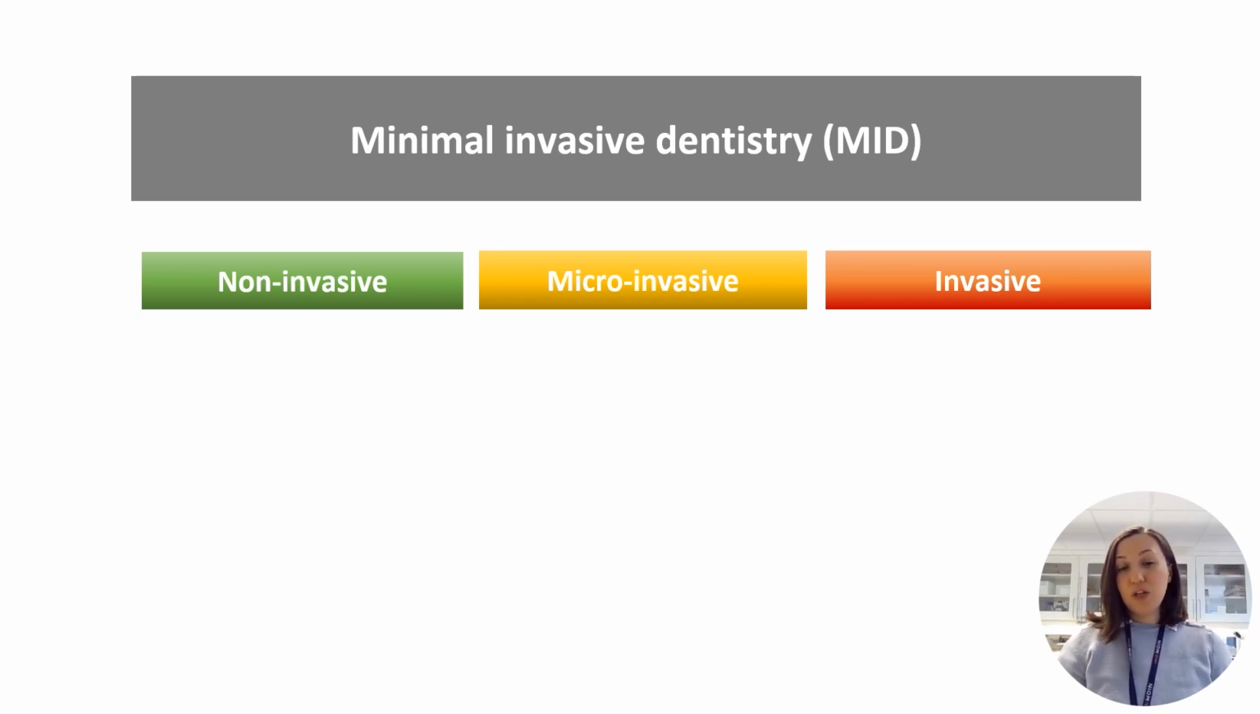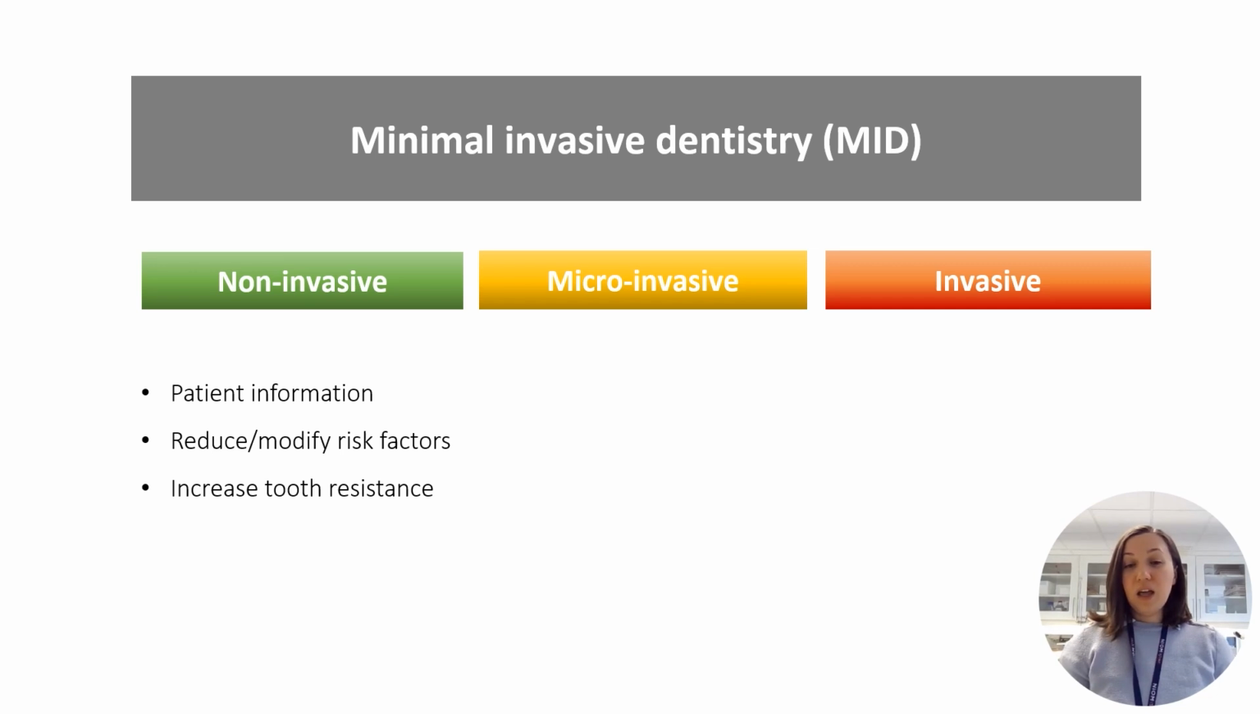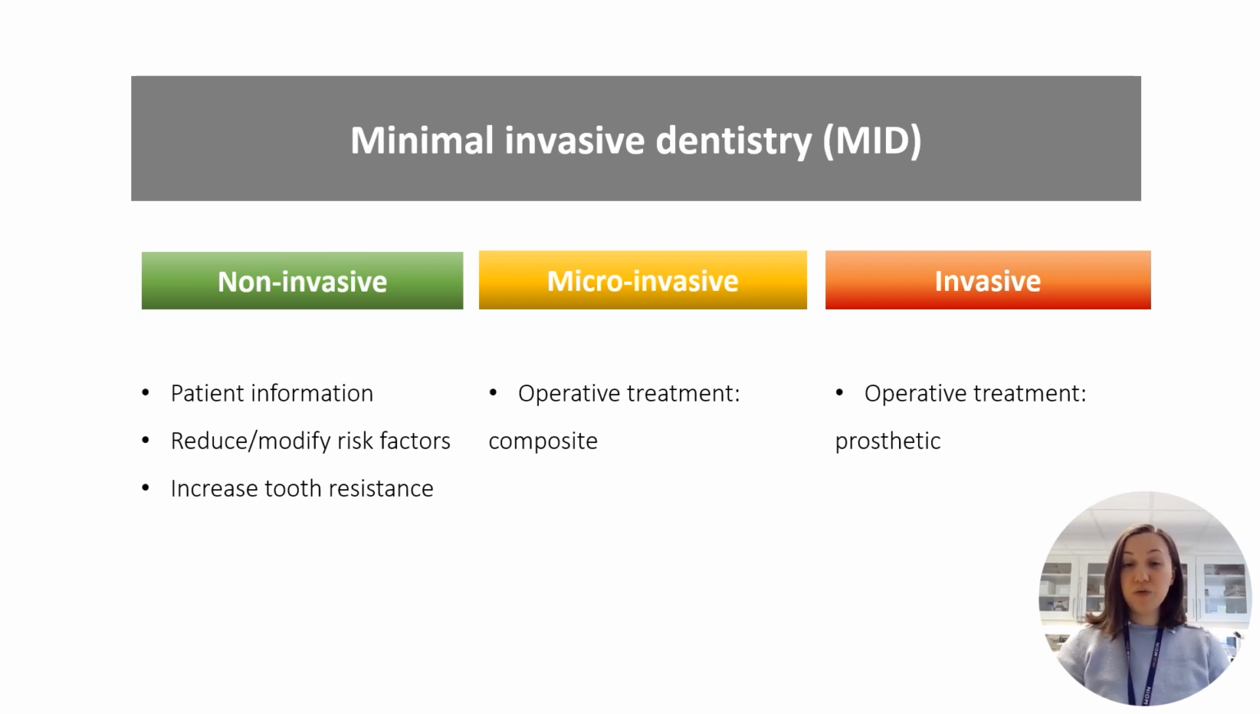So there is a non-invasive treatment where we give the patient information related to this condition and try to reduce or modify risk factors and increase tooth resistance. The next level is microinvasive. This is operative treatment, but mostly with composite restorative materials. And finally, invasive treatment, operative treatment with some prosthetic restorations.